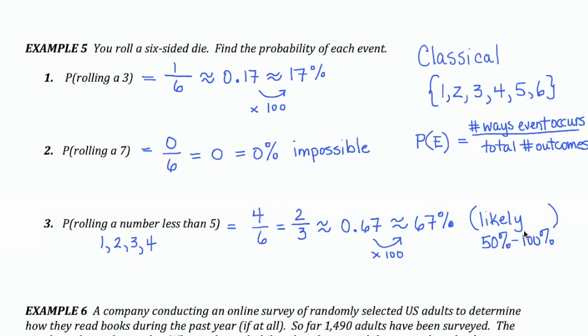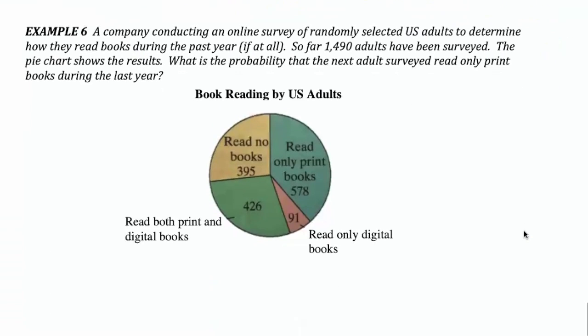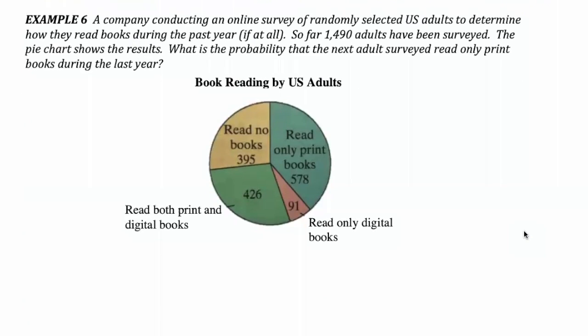Now, you probably have done probabilities like this in high school. This is fairly standard introductory stuff. What may be less familiar to you is doing something like example 6. A company is conducting an online survey of randomly selected US adults to determine how they read books during the past year, if at all.